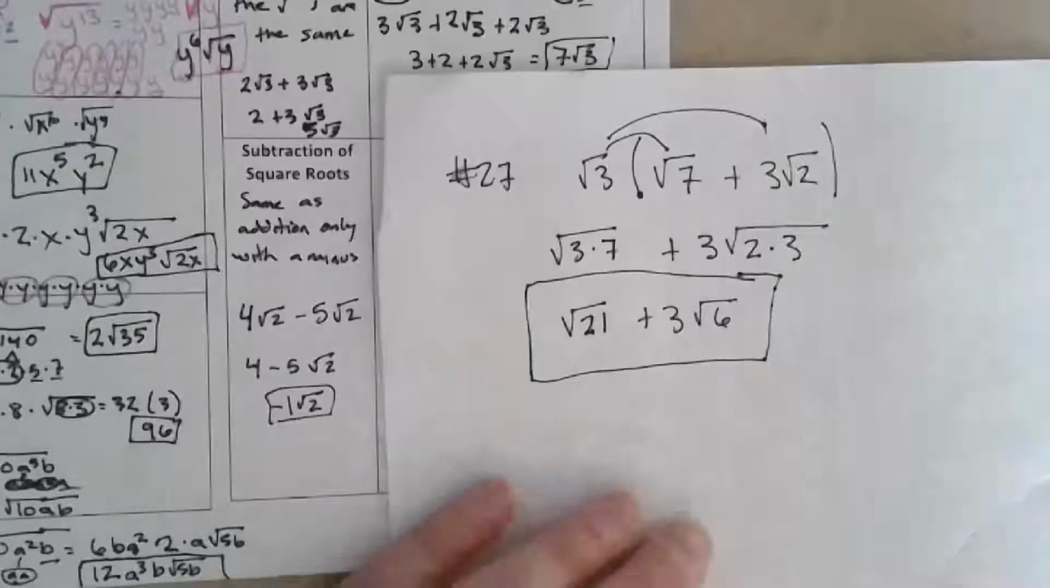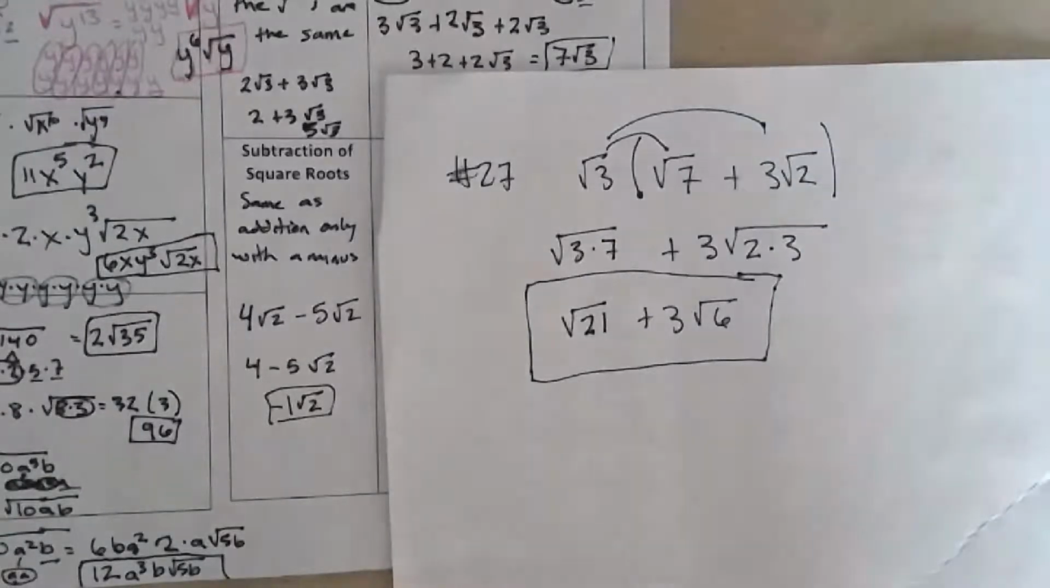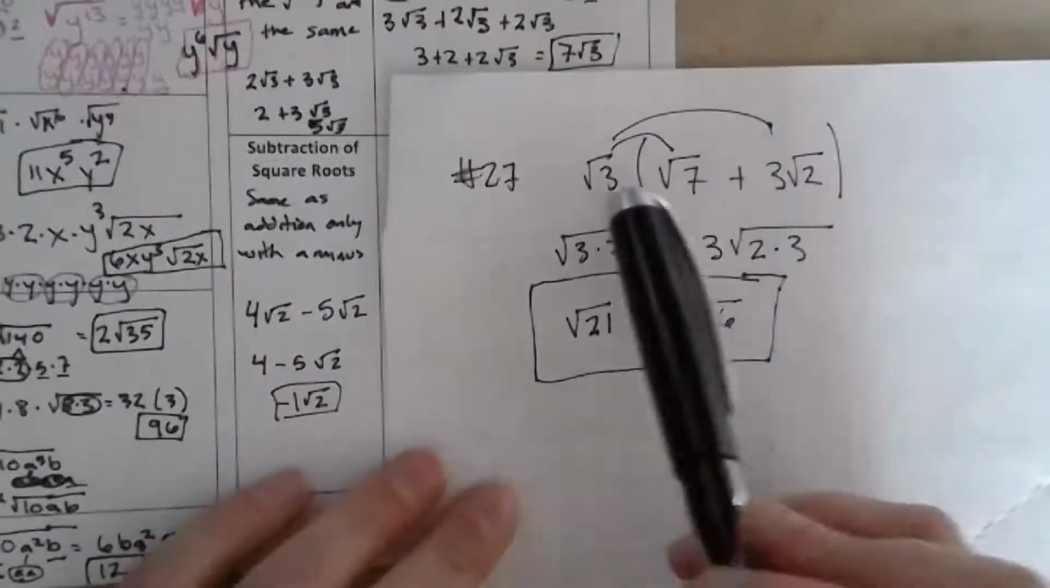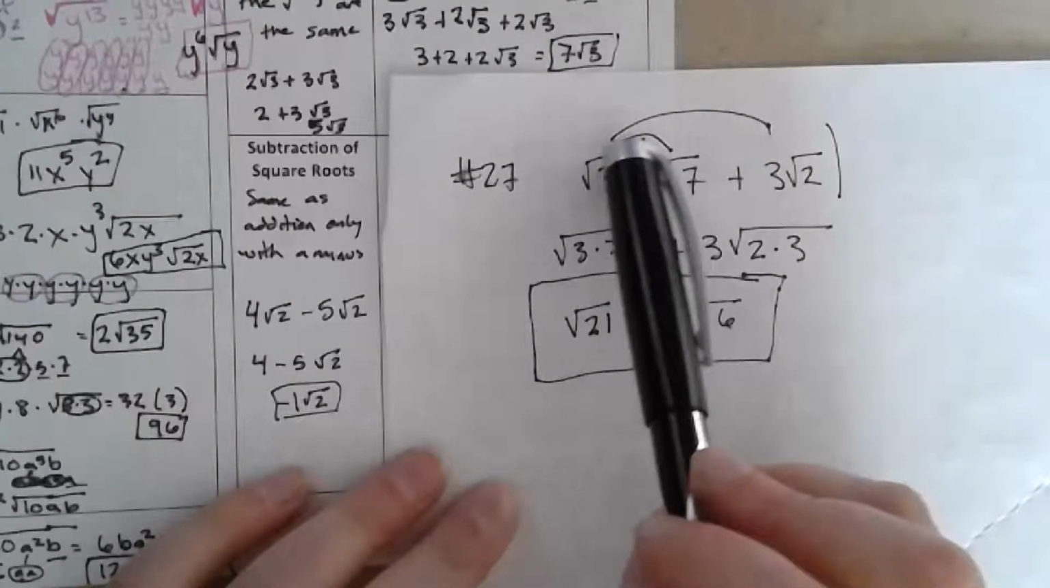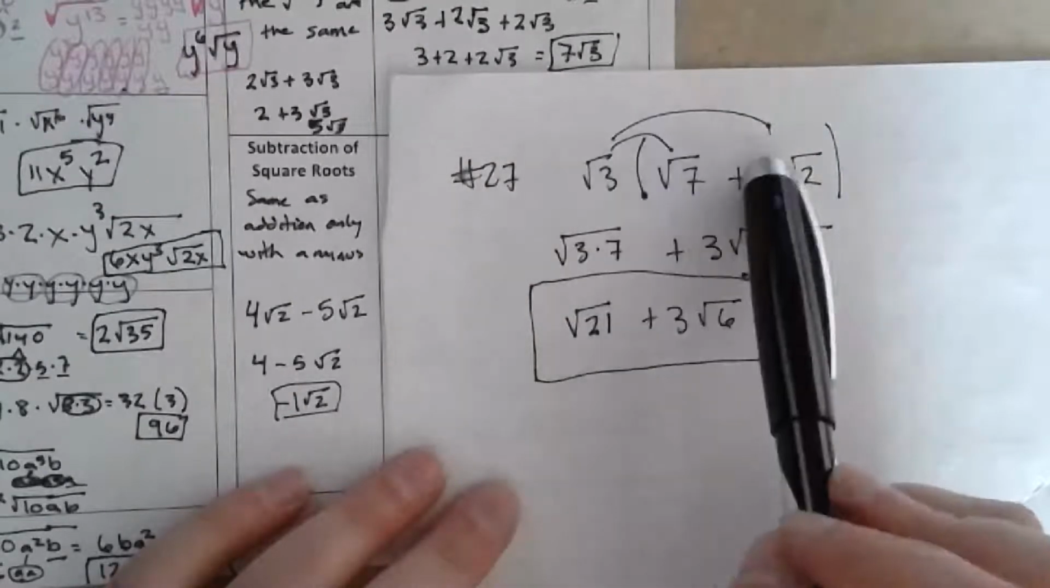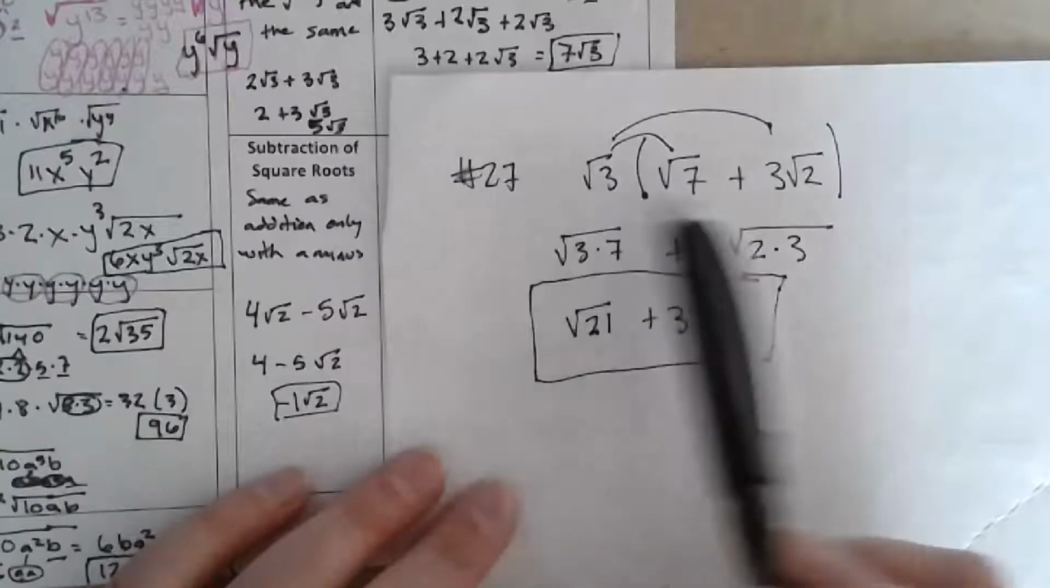I kind of slipped that one in on you guys, so I thought I would do it with you. But with square roots, they follow every other rule about distributive property, and we multiply what's underneath the square roots together.